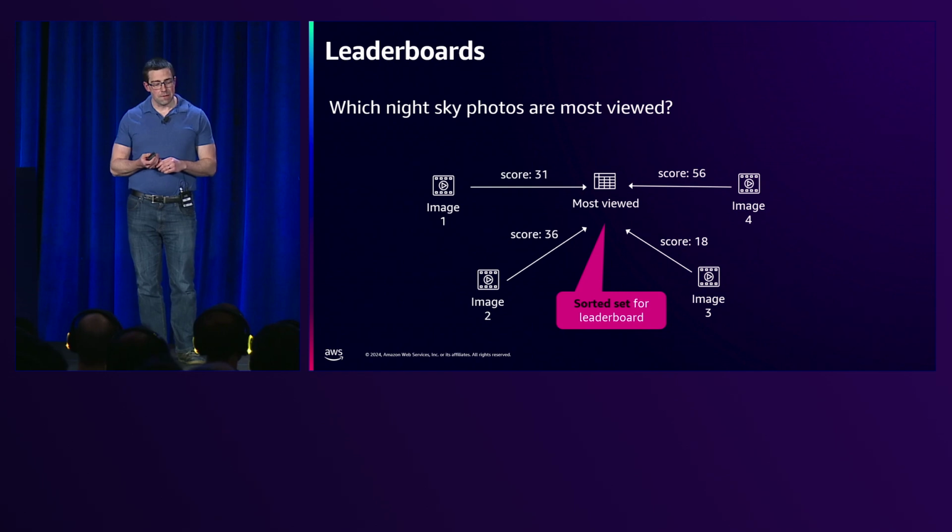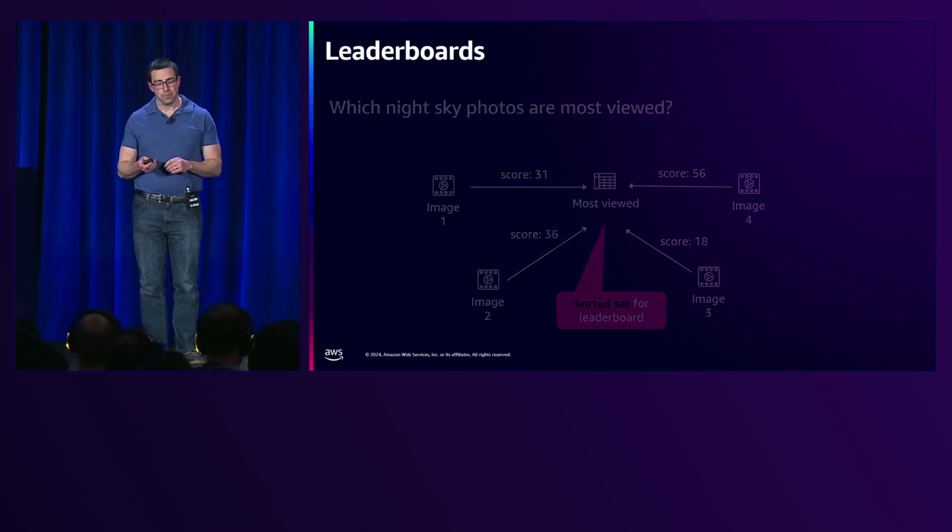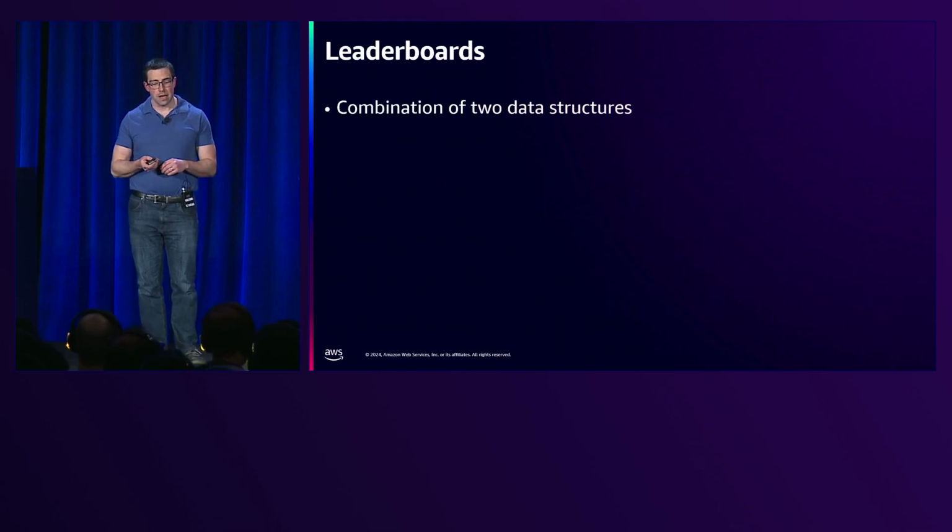In this example, we see 4 different images on our leaderboard, each of which has a score associated with it, which is the number of views that they have. And within Valkey, we can represent this using the sorted set data structure. So what exactly is a sorted set?